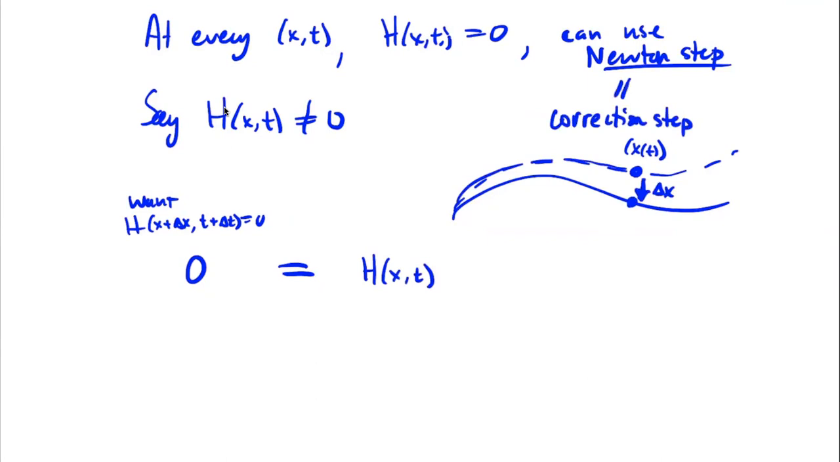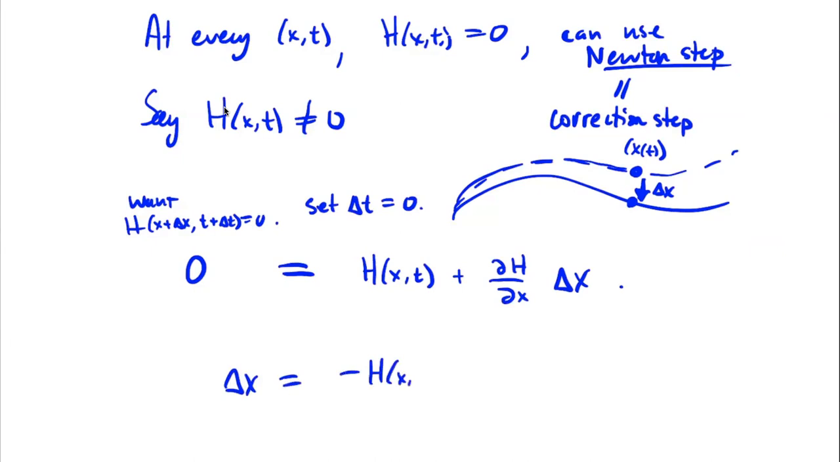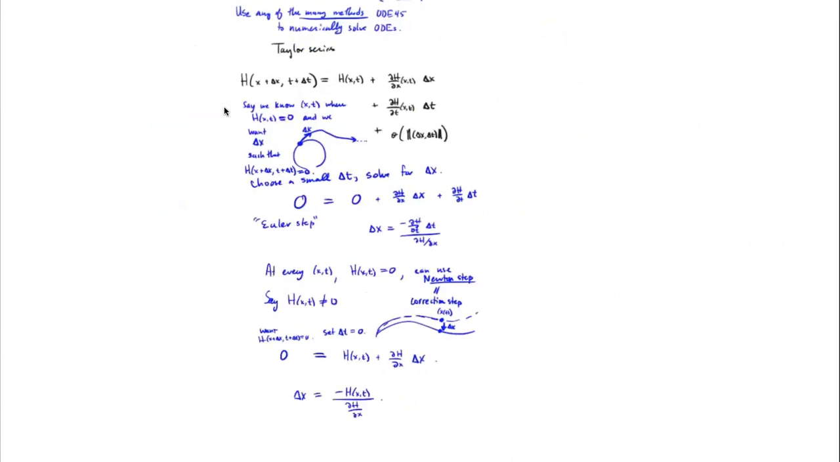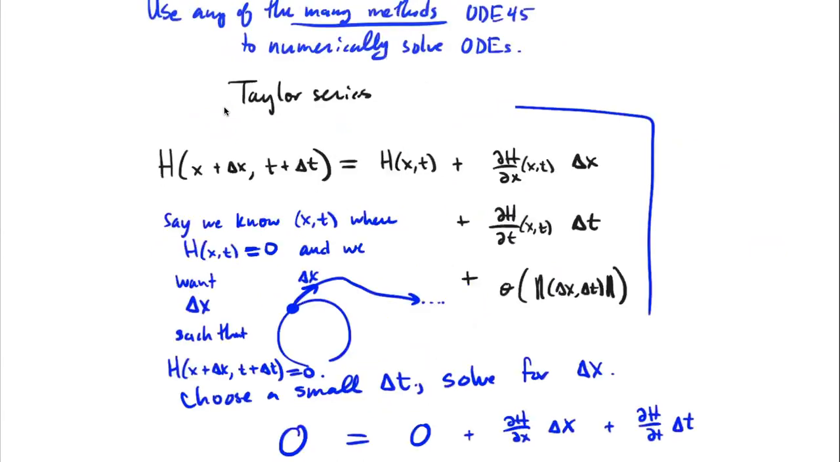And so what do we have? Well, set delta t to be zero. We're not going to take an Euler step. Instead, we're just going to solve this equation for delta x. And so our correction delta x will just be minus the evaluation, this was non-zero, divided by the derivative. All right, so from this Taylor series right here, we can see, at least very naively, how to solve this system of ODEs as we step time forward. When we see that our error is getting too bad, then we'll correct it with Newton's method. And that's the idea.